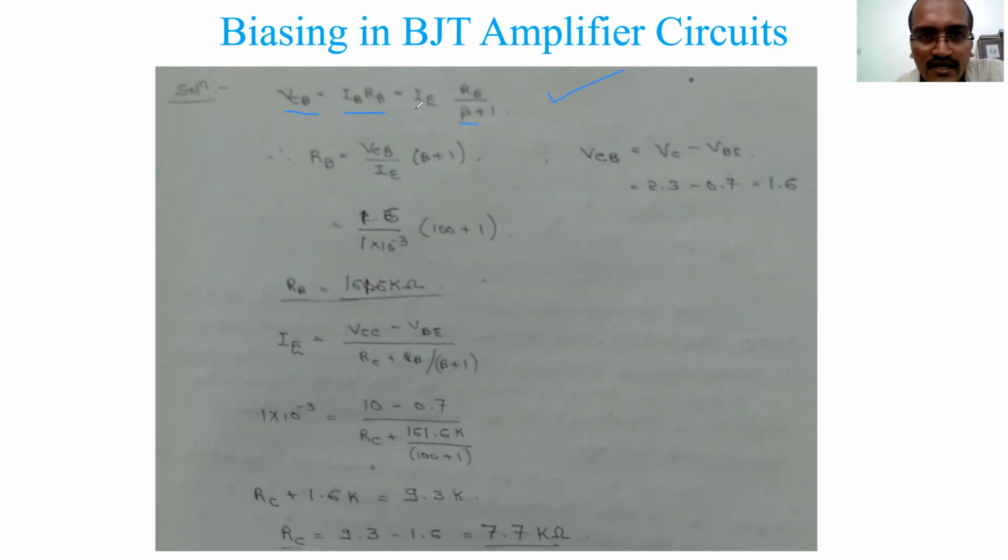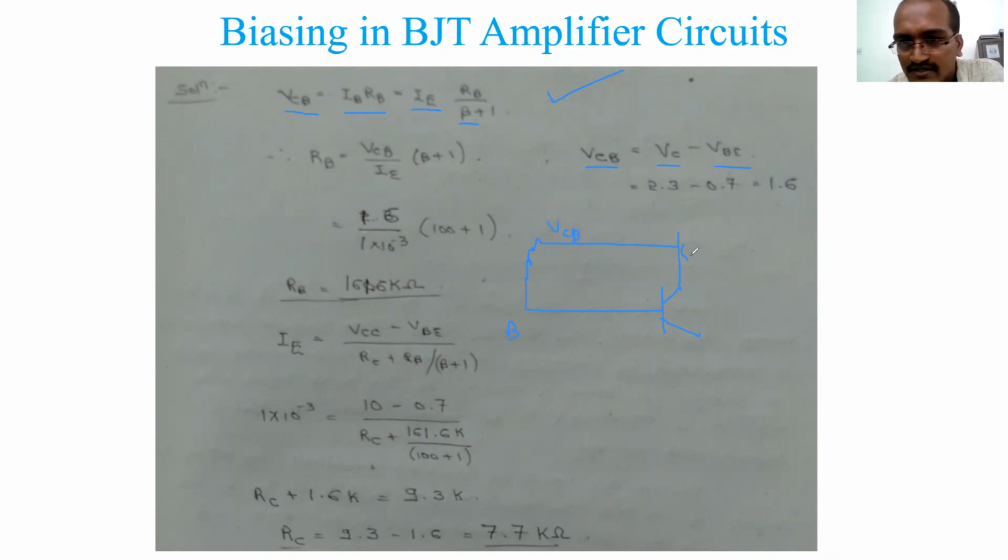Beta value is given 100. IE value is 1 milliamps. VCB, if I know, I can calculate the RB. So how is VCB calculated? VCB is nothing but VC minus VBE. If you have a transistor like this, from the base side a resistor is given, and you have connected it to the collector side. So this is the collector to base, and you have the resistor here. So one way you can calculate this VCB value is from this equation, IB into RB.